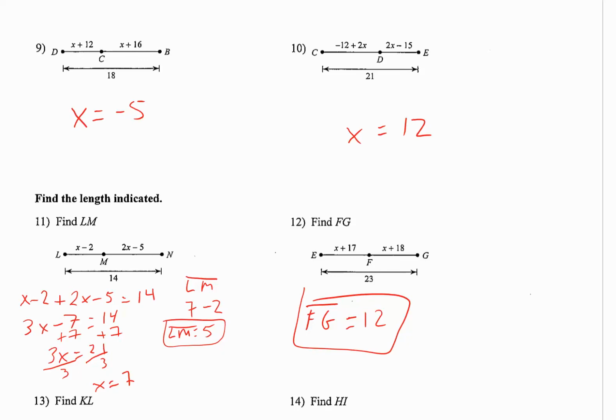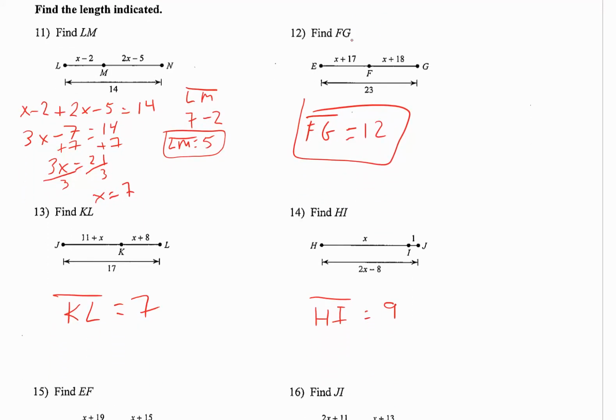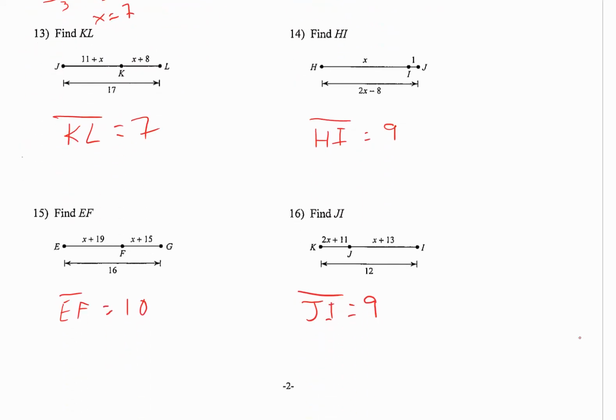All right, so for number 9, when we solved it, we got x equals negative 5. 10 was x equals 12. Then remember, they wanted you to solve for x, plug it back in, and find the segment. So in this case, you had to plug it back in, and when you plugged it in, you got FG equals 12. So segment FG is 12. Here, 13, segment KL is equal to 7, HI is equal to 9, EF is equal to 10, and JI is equal to 9. So again, to see how I got x and plugged it back in to see how I got the segment that they wanted, in this case HI, you have to go to the notes key and take a look at all of my work.